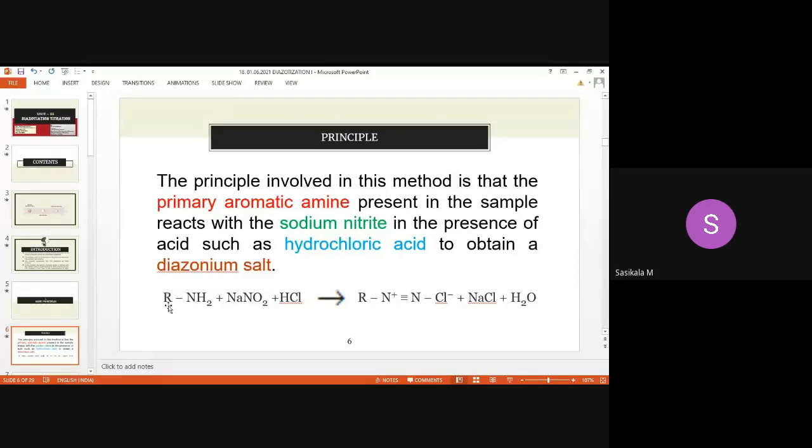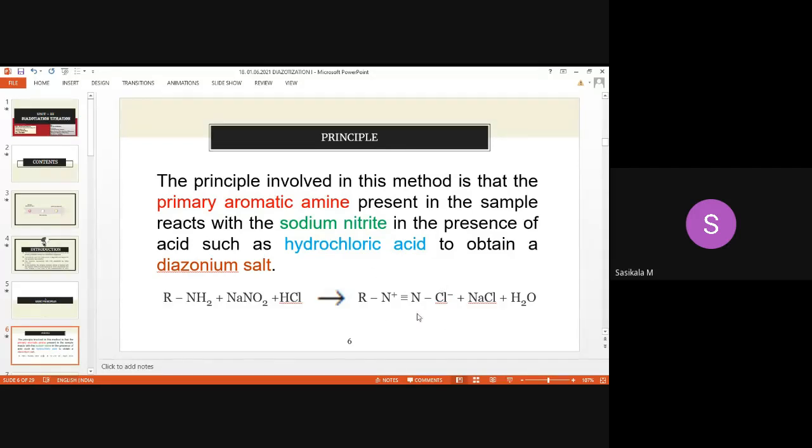Okay, this is a primary aromatic amine, and it is going to react with sodium nitrite in an acidic medium, in the presence of hydrochloric acid. So hydrochloric acid is added to maintain the acidic medium. In that acidic medium, sodium nitrite will react with the primary aromatic amine. The primary aromatic amine will be your analyte, and it will react with sodium nitrite in the presence of the acidic medium, hydrochloric acid, to obtain the diazonium salt.